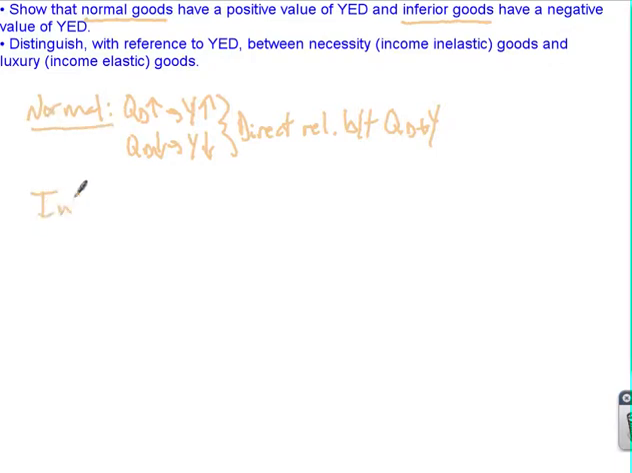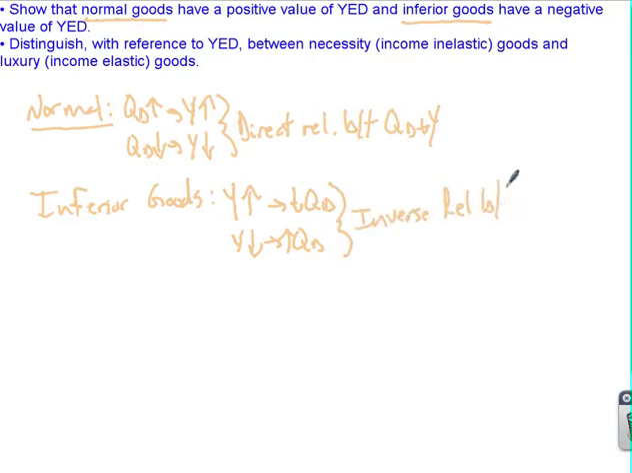The other type is what we call an inferior good. And this would be like the Toasted O's example on the other slide. So an inferior good, as the quantity demanded, I'm sorry, let me write that in the opposite way. I should have written it in the opposite way up here. If your income goes up, then the quantity demanded goes down. And as your income goes down, the quantity demanded goes up. All right? So there's an inverse relationship between income and quantity demanded.